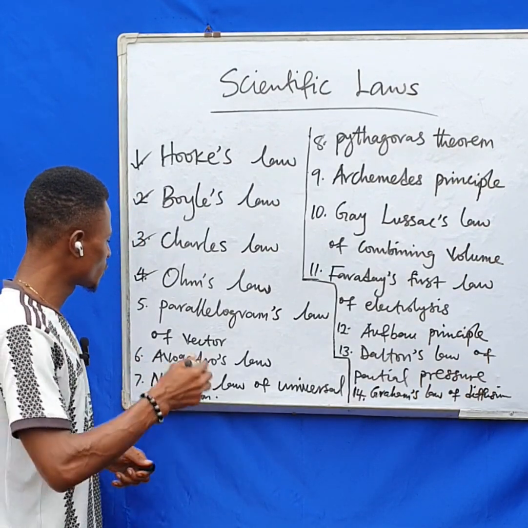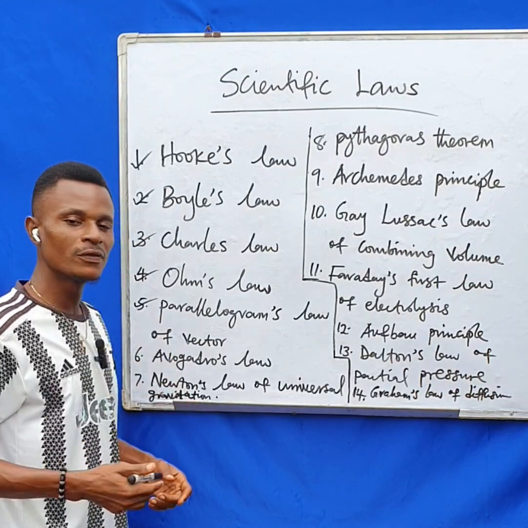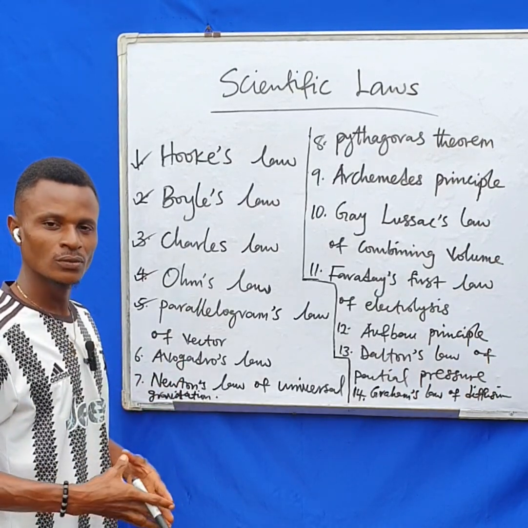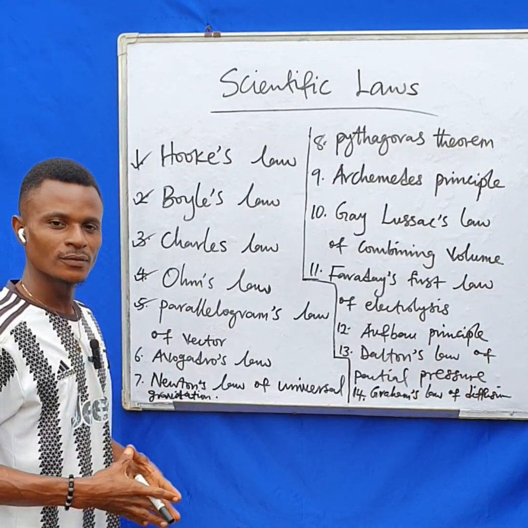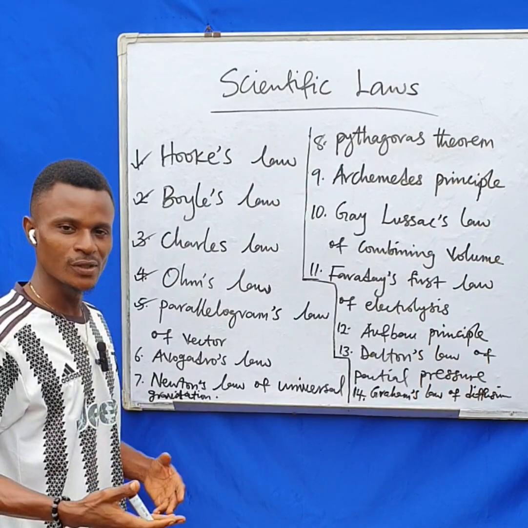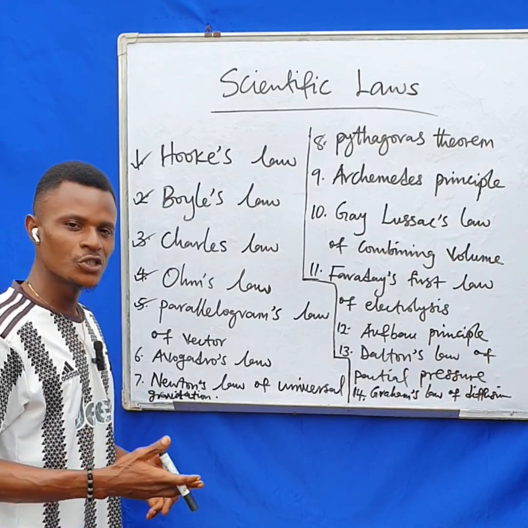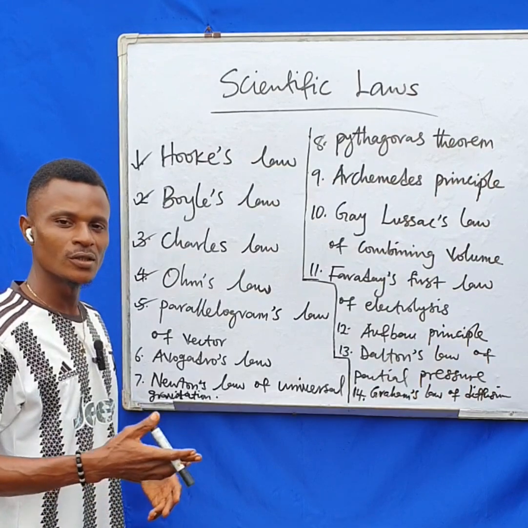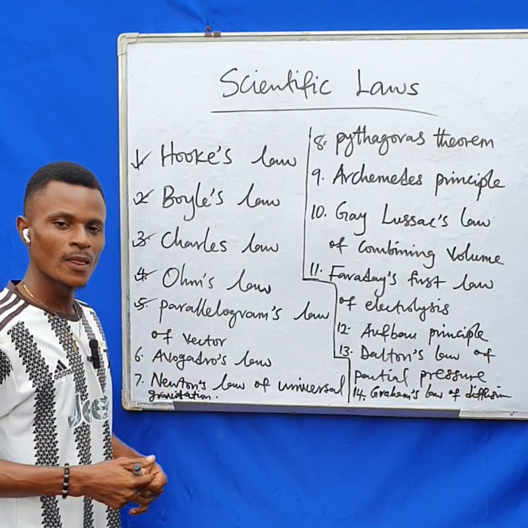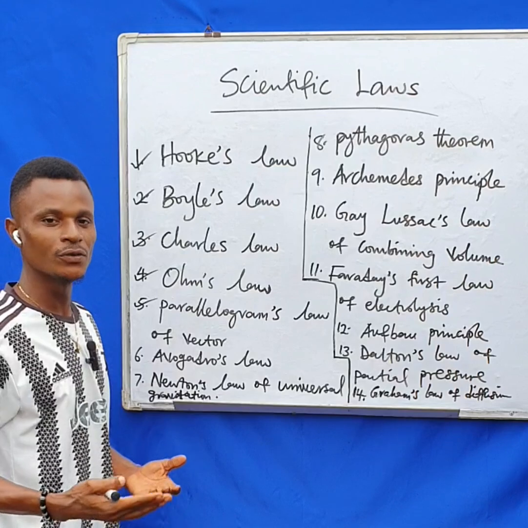Let's look at the next one there. We have Parallelogram's law of vector. This one can be found in physics. The topic, you can see this topic is vectors. Parallelogram's law of vector states that two vectors acting at a point can be represented in magnitude and direction by taking the two adjacent sides of a parallelogram to represent the magnitude of the vectors and the resultant represented by the diagonal drawn from their point of intersection. That's it for Parallelogram's law of vector. This particular one, they make use of sine and cosine rule.